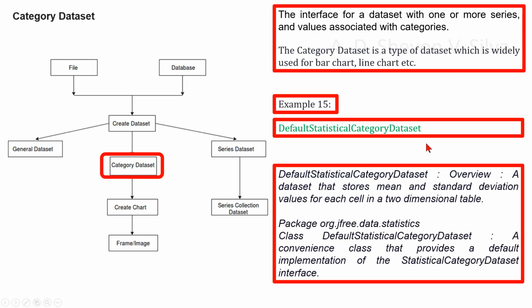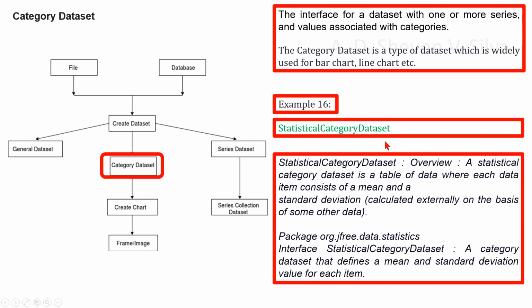Overview of DefaultStatisticalCategoryDataset, a dataset that stores mean and standard deviation values for each cell in a two-dimensional table. Class DefaultStatisticalCategoryDataset in package org.jfree.data.statistics, a convenient class that provides the default implementation of the StatisticalCategoryDataset interface. Keys, instances of Comparable, are used to reference the rows and columns in the table. This class provides the default implementation of the StatisticalCategoryDataset interface.